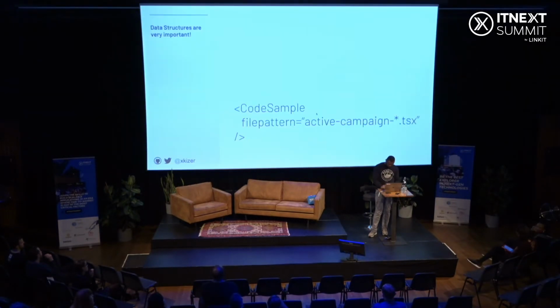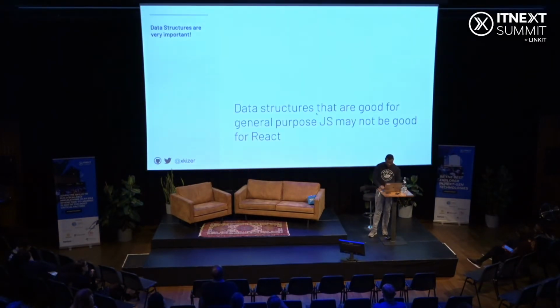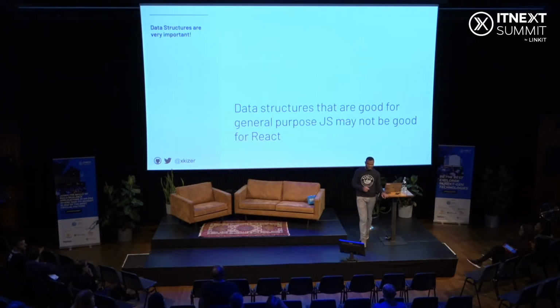So the lesson we learned is that the data structures that are good for general purpose JS may not be optimal for React. Sometimes in React, we've had the argument or the debate on how we want to represent data. Do we want to represent it as a map, for example, or as an array? I don't know how many of you has had to make that decision.